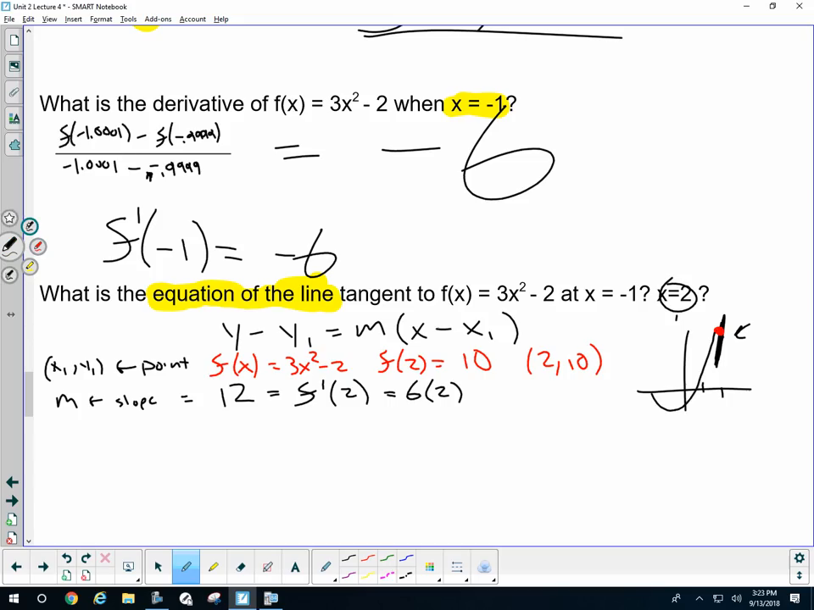So I get an equation. y minus 10 equals my slope of 12, which came from f prime, a tangent slope generating function, gives me the tangent slopes to the original function anywhere, times x minus x1, which is 2.